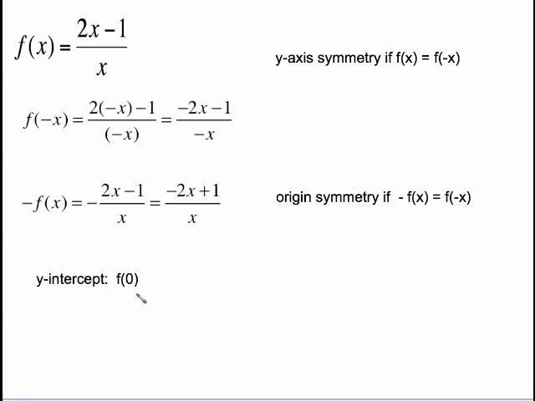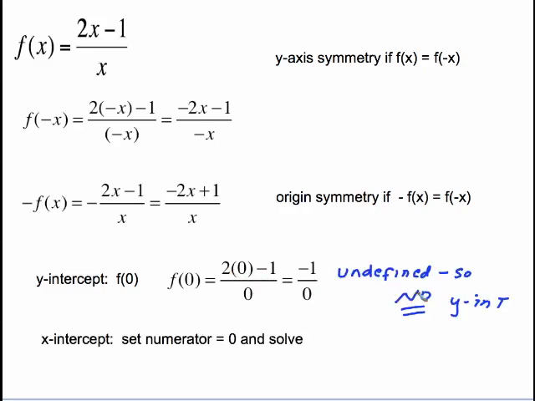To find the y-intercept, we're going to evaluate f of 0, which means plug 0 in for x up here. Work this out, and you're going to get negative 1 over 0, which is undefined. You can't divide by 0. If this is an undefined expression, that means there is no y-intercept. X-intercept, set the numerator equal to 0, and solve. When I solve this, I get x equals 1/2.